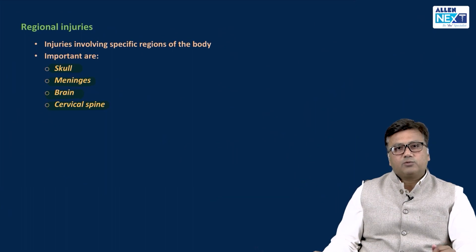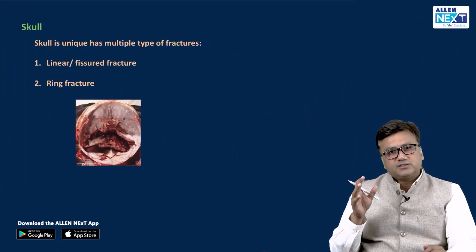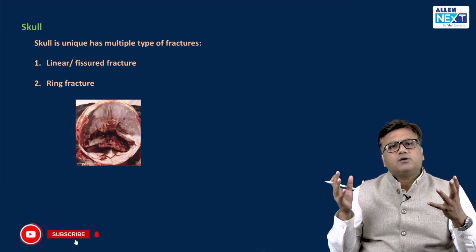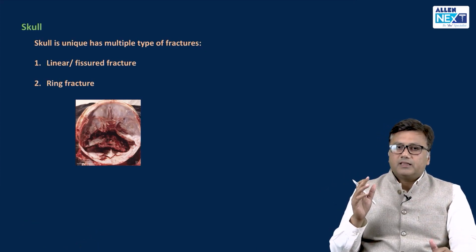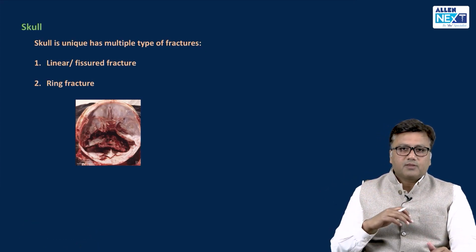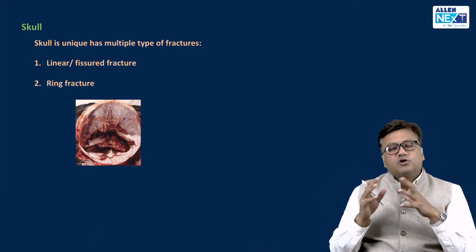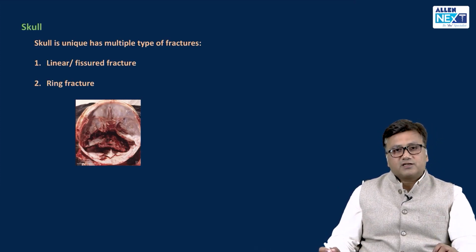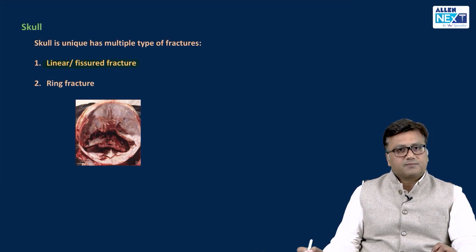Let's begin our talk with skull. The importance of skull in regional injuries is that it tends to have a variety of fractures. There are so many different kinds of fractures that happen in the skull bone, and all these fractures happen in different medico legal scenarios. So let's talk about them one by one.